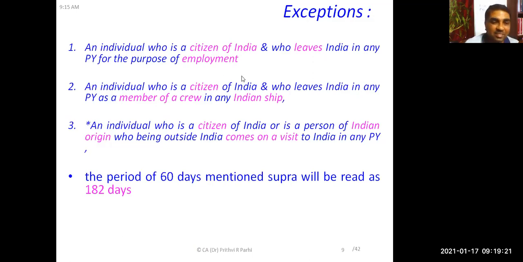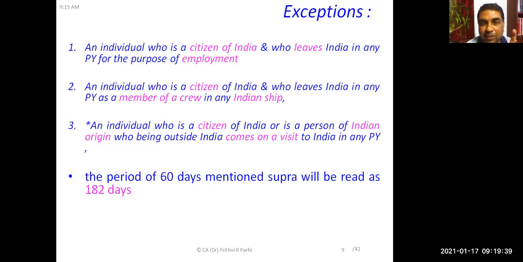The third case we have to remember is an individual who is a citizen of India or a person of Indian origin. Here there are 2 things. Either he may be a citizen of India or he may be a person of Indian origin.